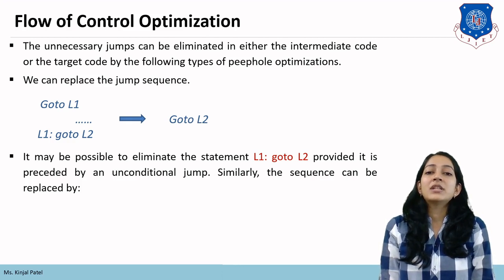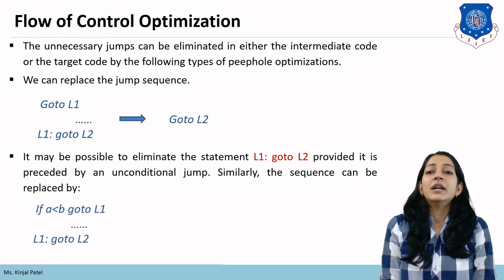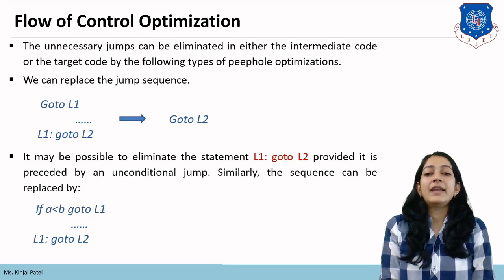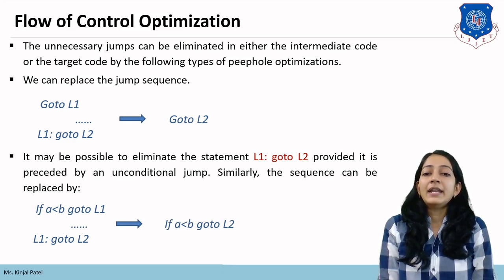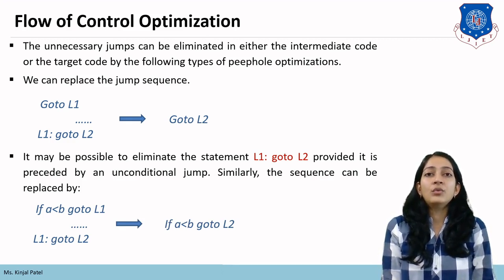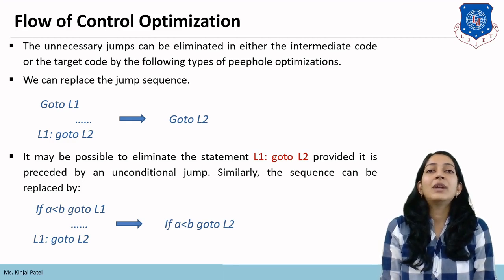It may be possible to eliminate the statement L1: go to L2, provided it is preceded by an unconditional jump. Similarly, this sequence can be replaced. Here is the example: if A less than B then go to L1, and then L1 says go to L2. Here we can directly say that if A less than B then jump directly to L2. We need not jump to L1 and then L2. We can directly jump toward L2.